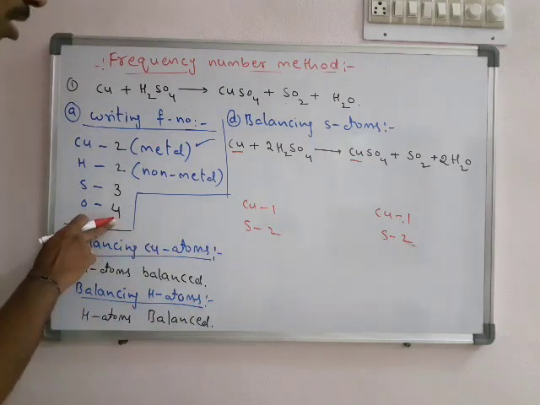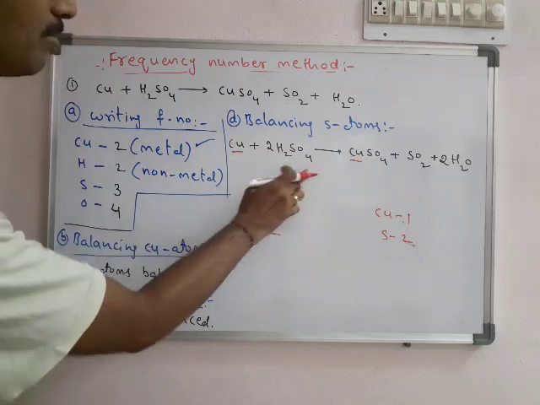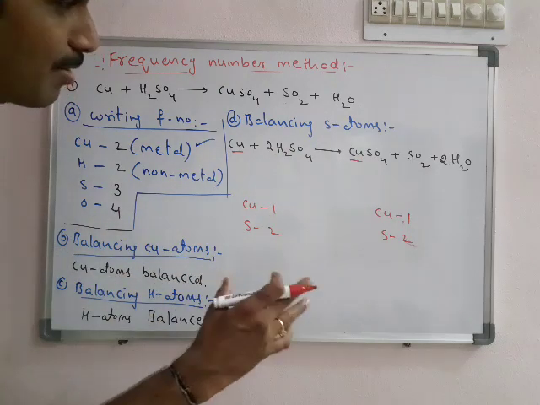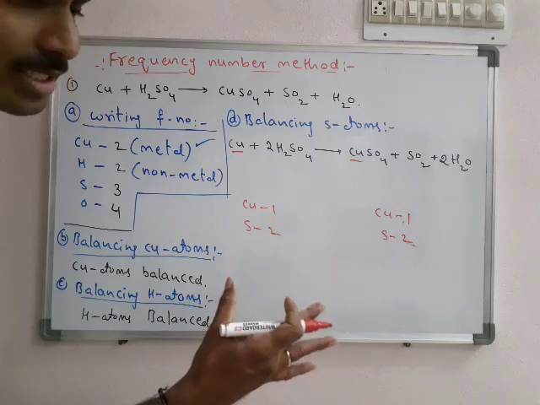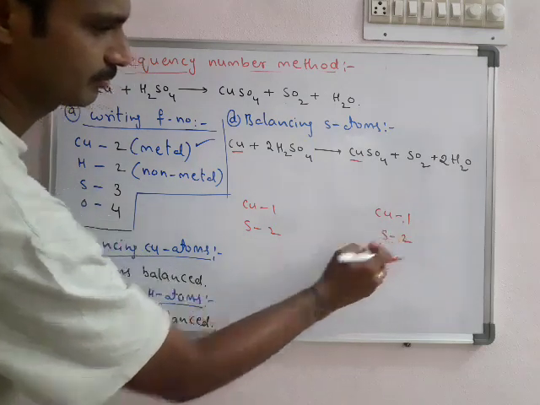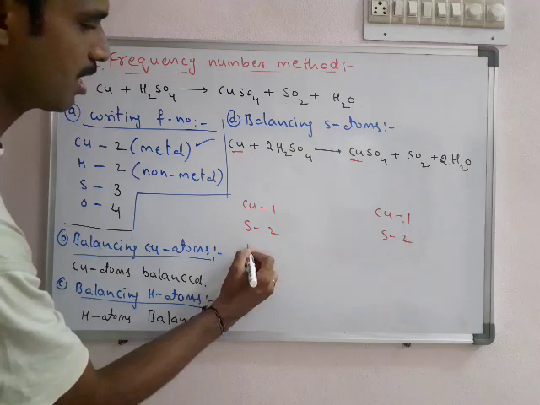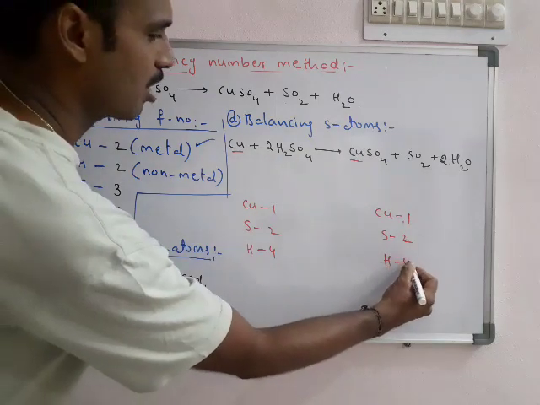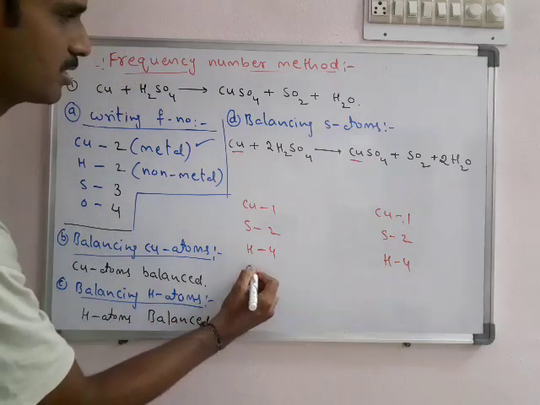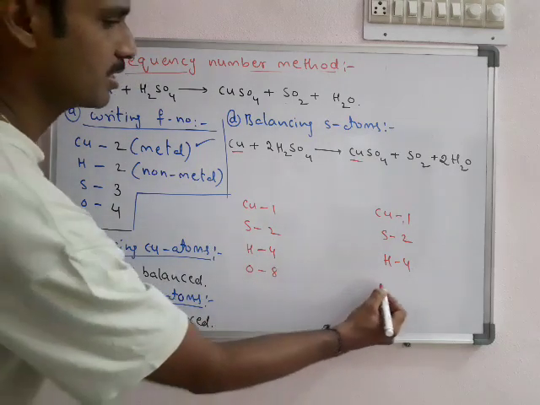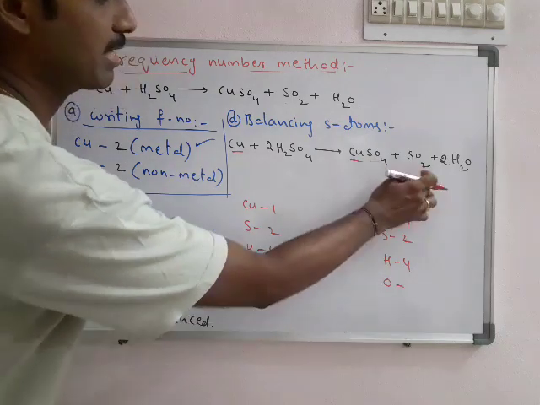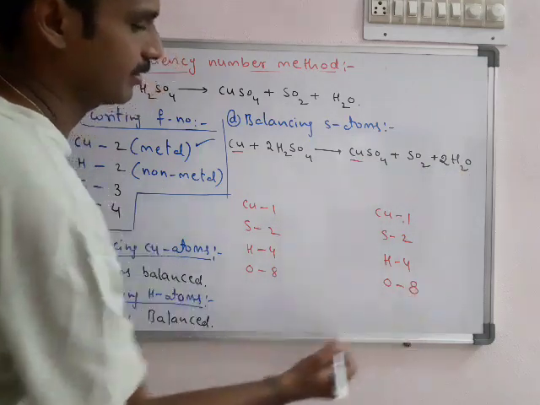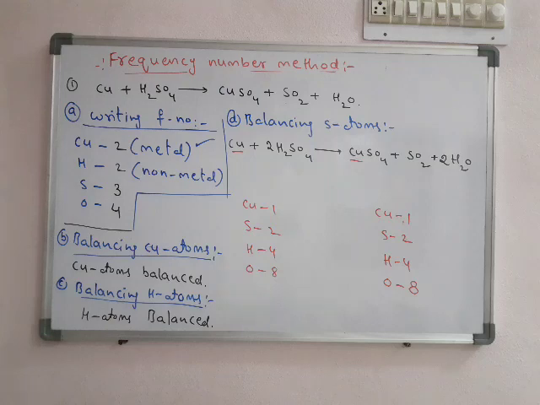Actually next we should balance oxygen, but I think both sides have the same number of oxygens, so we are not doing it separately again. Hydrogen: how many? 4. Here also how many hydrogens? 4. Here oxygen how many? 8 oxygens. Here also oxygens 4, 5, 6, 7, 8. So therefore this equation is balanced. Okay, take it.